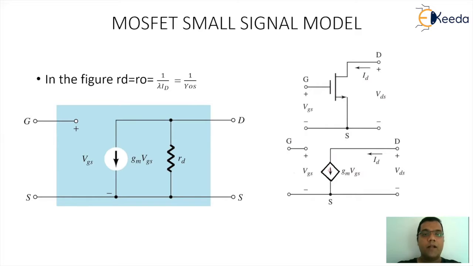The value normally comes as 1 by YOS, or it will be 1 by lambda times ID, depending on the data, whatever is given. If nothing is specified in the question, we can consider RO equal to RD equal to infinity. So this is representing the small signal AC model of the device. The model is applicable for both D MOSFET as well as E MOSFET. This is corresponding to N-channel MOSFET family. If I go for the P-channel MOSFET family, the direction of the current source will be reversed.